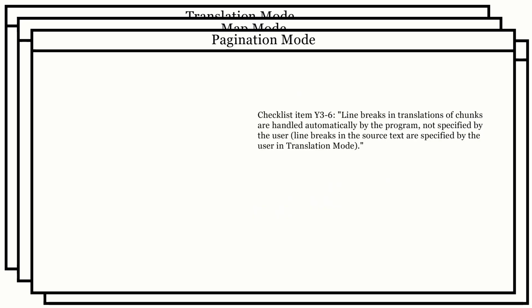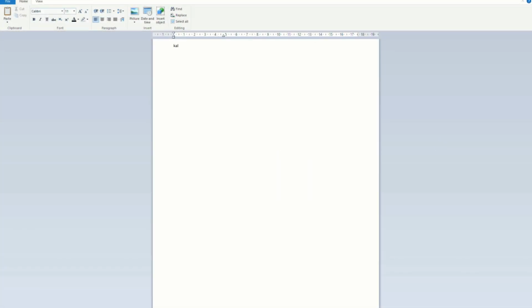Okay, the wording of this next one is a little confusing. Checklist item 3-6, line breaks in translations of chunks are handled automatically by the program, not specified by the user. Clarification, line breaks in the source text are specified by the user in translation mode. Okay, by that I just mean like when you type a paragraph into a word processor and it automatically determines what word a line ends on and what word the next line starts on, and the autoglosser should do that automatically for a chunk translation, like a word processor does for a paragraph.